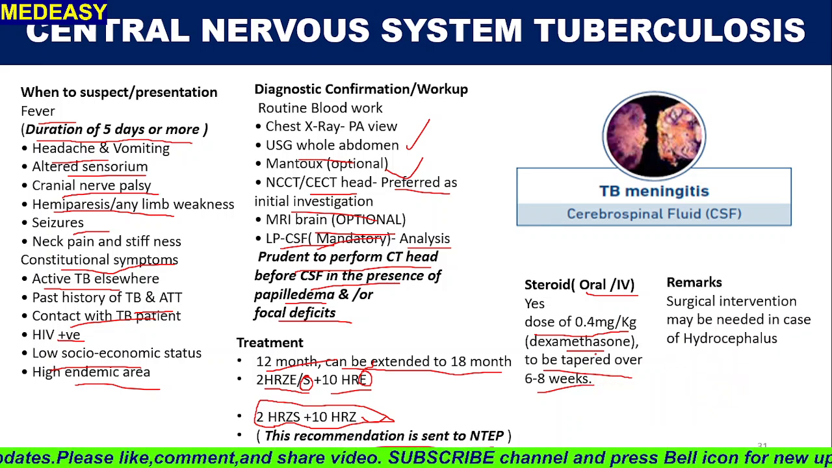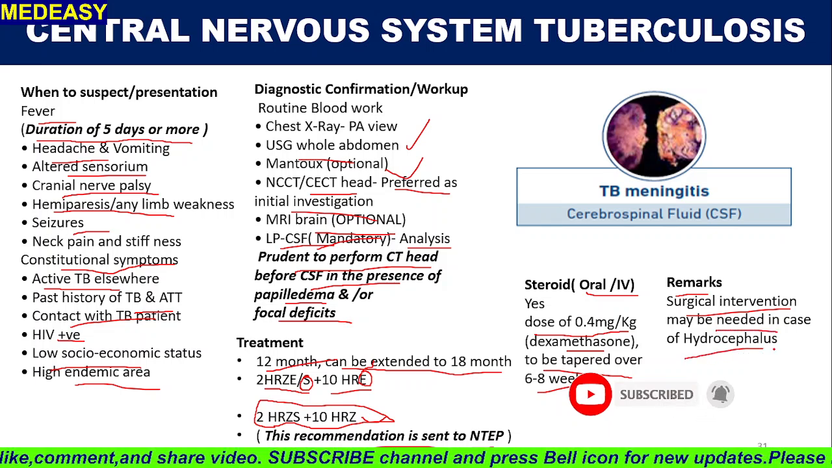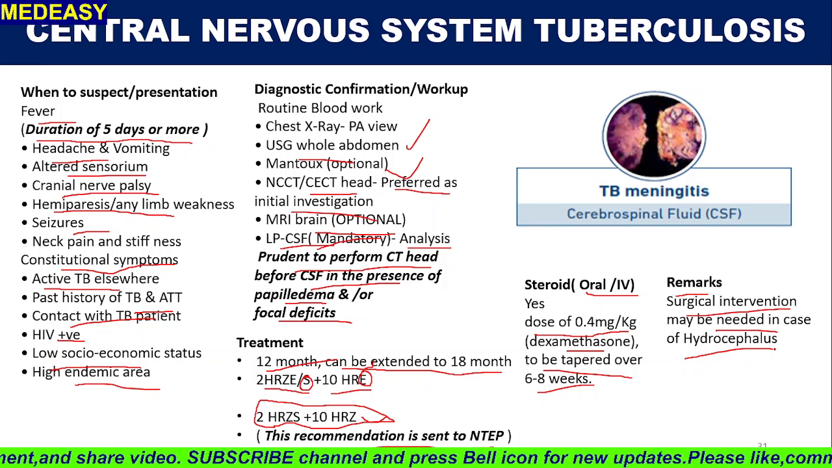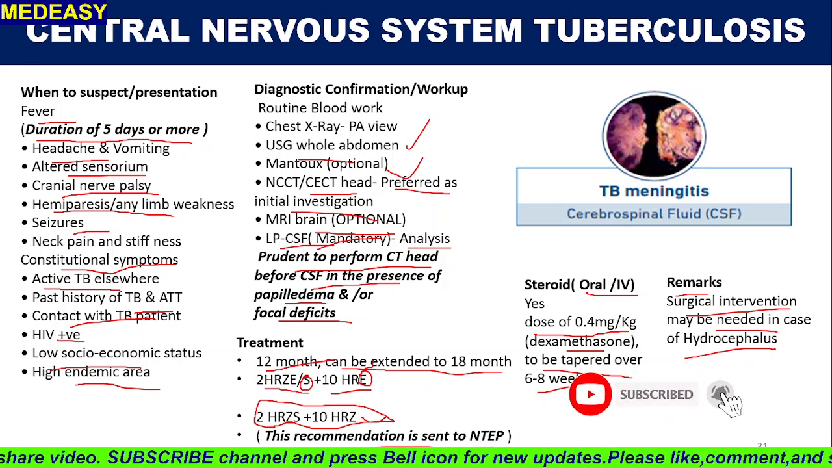Alright. So an important thing here is that sometimes surgical intervention may be needed in some cases of hydrocephalus, to establish a VP shunt so that the raised ICT can be taken care of. Alright. So this is how CNS tuberculosis is managed.